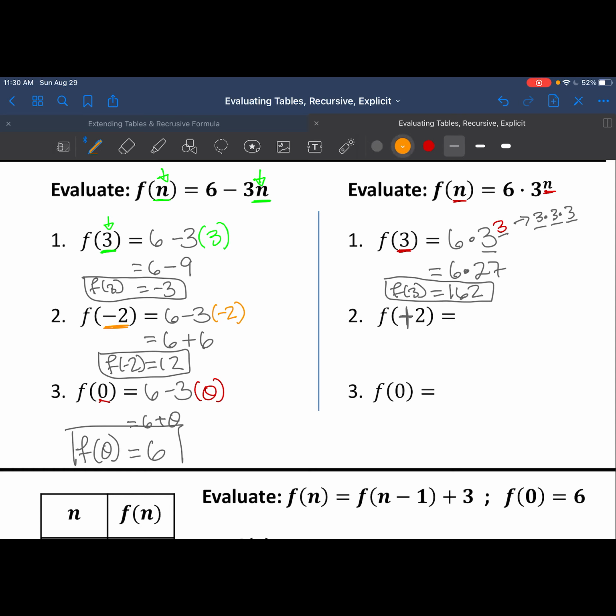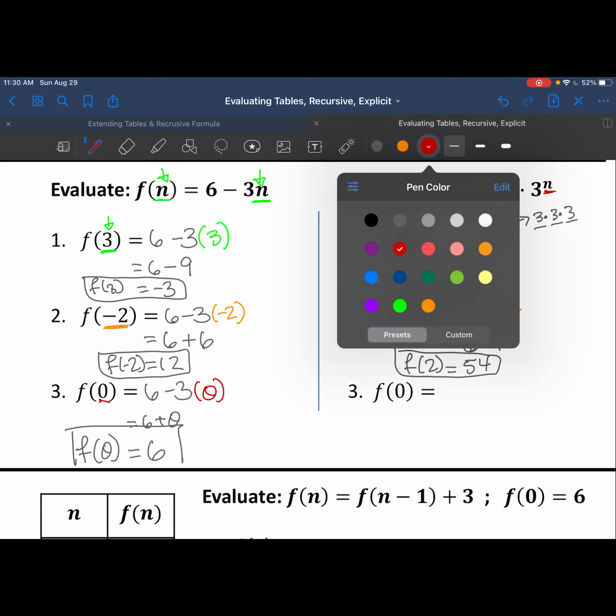Then we have f of positive 2. So we're going to have 6 times 3 to the second power. This means 3 times 3. 3 times 3 is 9. So now we have 6 times 9. 6 times 9 is 54. So f of positive 2 equals 54.